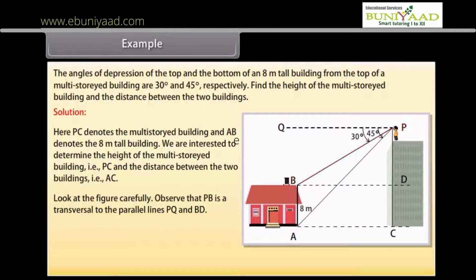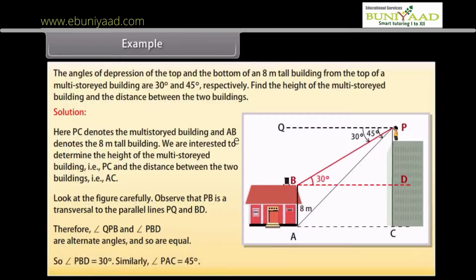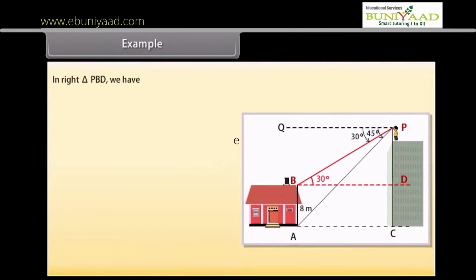Observe that PB is a transversal to the parallel lines PQ and BD. Therefore, angle QPB and angle PBD are alternate angles and so are equal. So, angle PBD is equal to 30 degrees. Similarly, angle PAC is equal to 45 degrees. In the right triangle PBD, we have PD upon DB equals tan 30 degrees, which is equal to 1 upon square root 3, or BD is equal to PD square root 3.